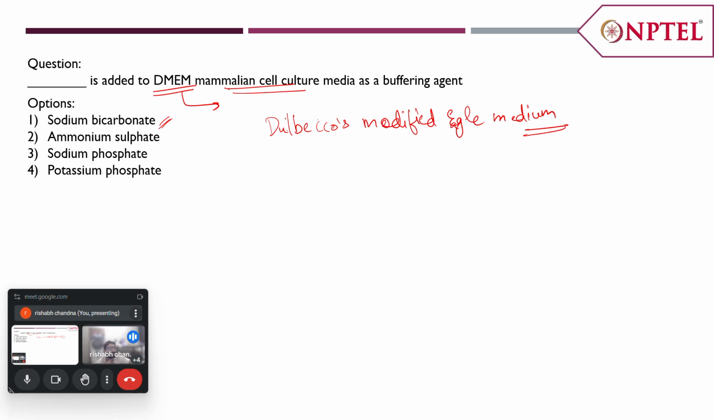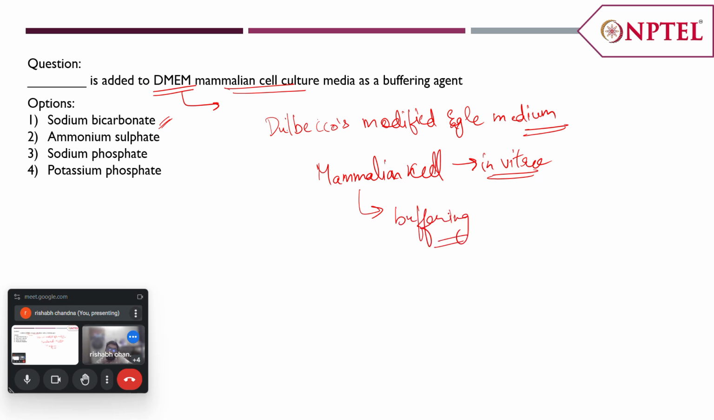Okay, so tell me one thing. If we are culturing a mammalian cell in vitro, what buffering agents can be used to maintain the pH of this culture medium? Consider the buffer systems that are present in our blood.